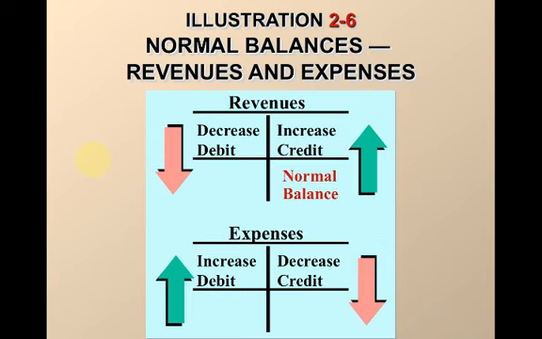Revenues increase capital. That's when you earn money for performing a service or sell something. Revenue increases owner's equity, and when owner's equity is increased, you credit the account. Therefore, it has a normal credit balance. Expenses decrease owner's equity, and therefore we're going to debit it, just like in drawings.